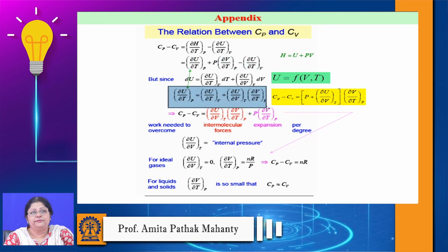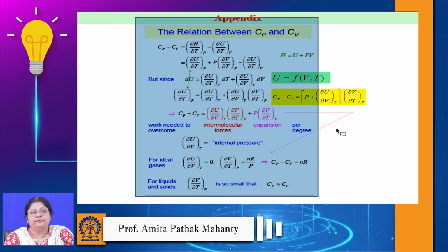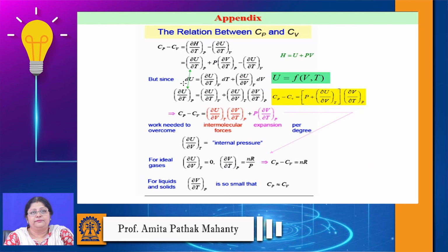This is coming from here. How do you get that? You first take the total differential of U, and then you differentiate with respect to temperature. Sorry, this is the expression you are going to get. This you have just come from this one. Okay, differentiating all throughout, you get this one.